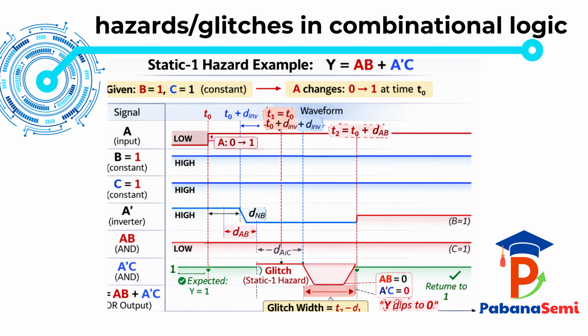And because y is the OR of those terms, y briefly dips to 0, even though it should have stayed at 1. That short dip is the static 1 hazard, and the glitch width is the time gap. Glitch width equals t2 minus t1. So the key takeaway is static 1 hazards happen when one product term turns off slightly before the other turns on, due to unequal propagation delays.